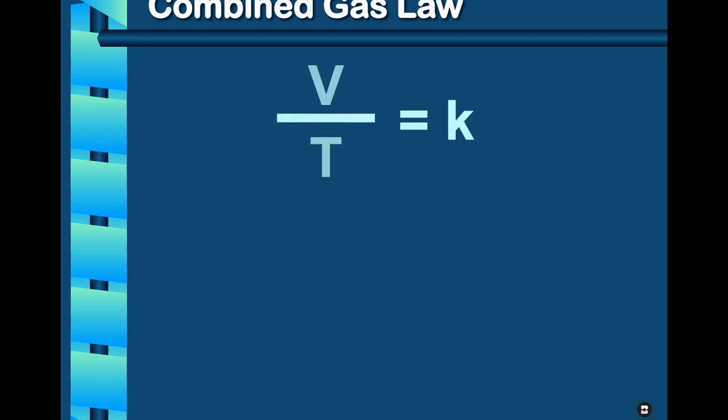Then we had Charles' law, which related volume and temperature. And what Charles' law says is that when volume and temperature are compared, it is a direct relationship. So if we increase temperature, we're increasing the speed of the particles, and therefore we would need an increase in volume.